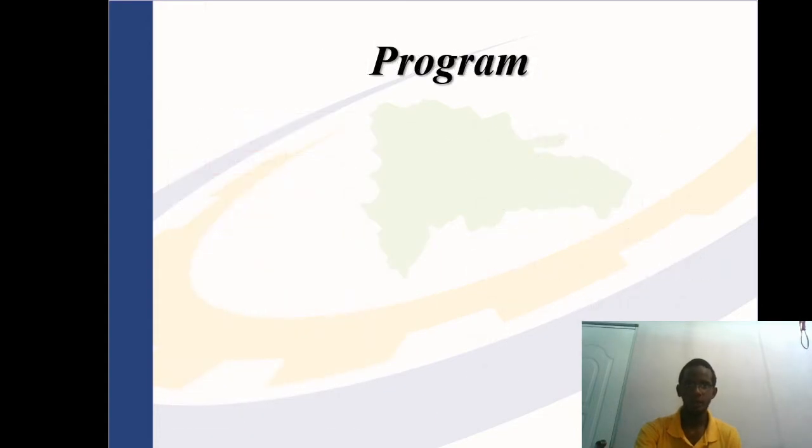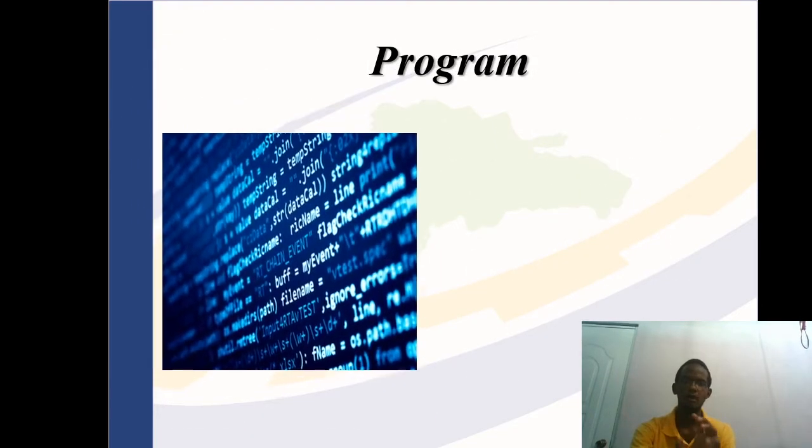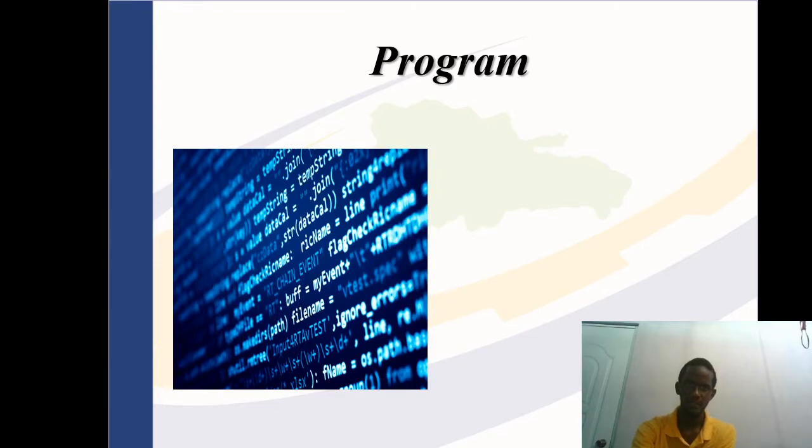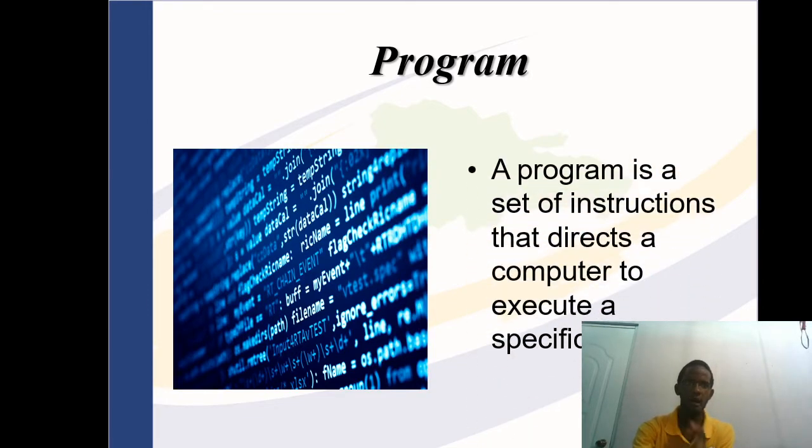And I continue with the programs. A program is a set of instructions that directs a computer to execute a specific task. When a computer uses a program, it is said that it is running or executing that program. The program tells the computer what to do, and without it the physical components of the computer cannot do anything.